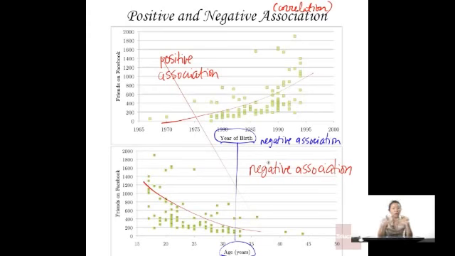Now, it's not really that one is causing the other. They're the same idea. So they're perfectly negatively associated. And that's why correlation or association does not equal causation.